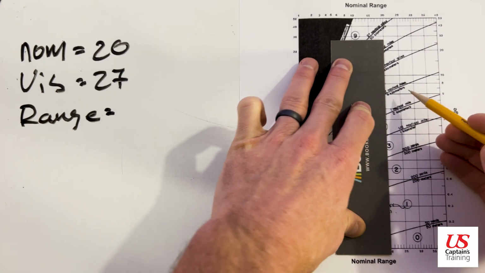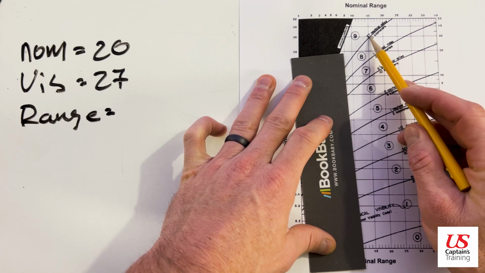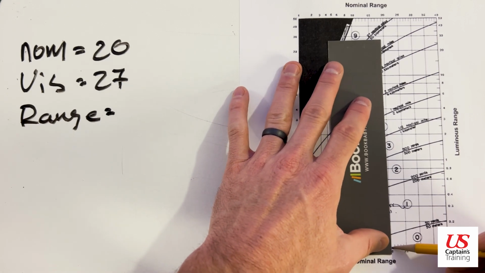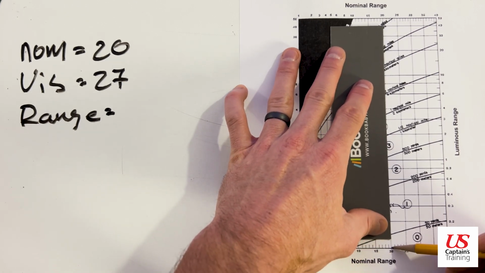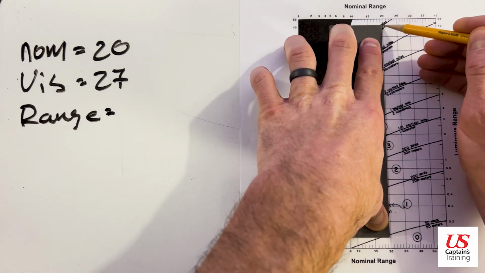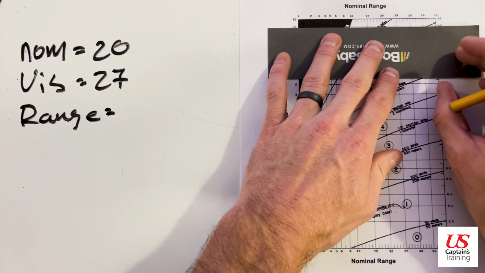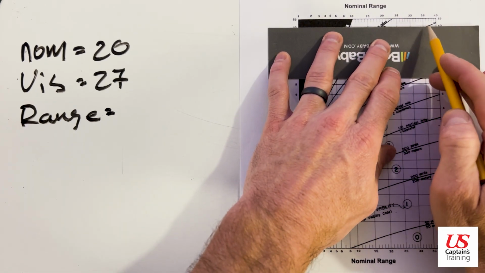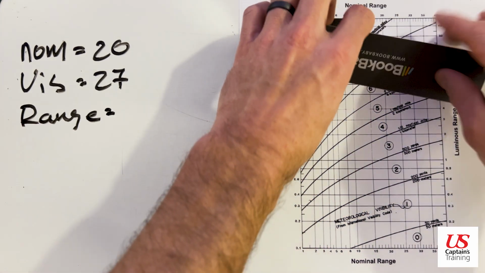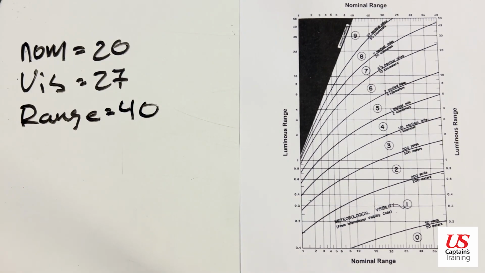So here's the visibility curves. And you see this very top one says 27. Okay, so we're 20 right here. And we're using the very top curve of 27. And it looks like it intersects right there. We follow it over. Conveniently, there's a line. So if we follow it over, 40. It's just saying 40. So we're getting a range of 40.